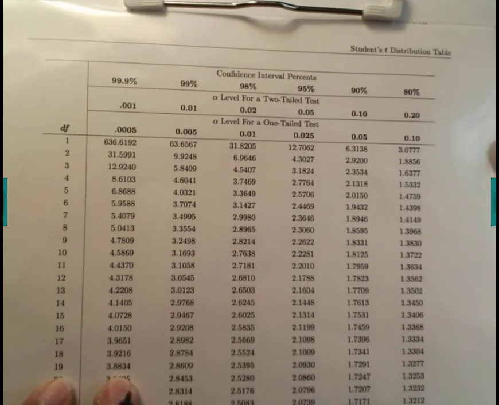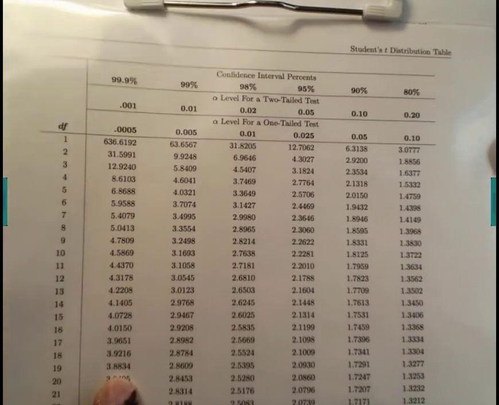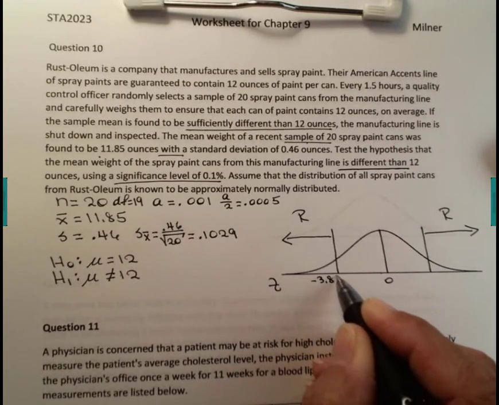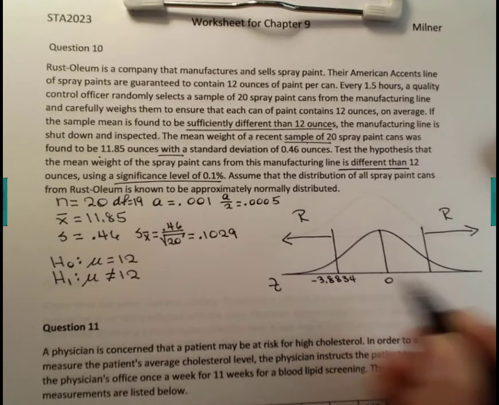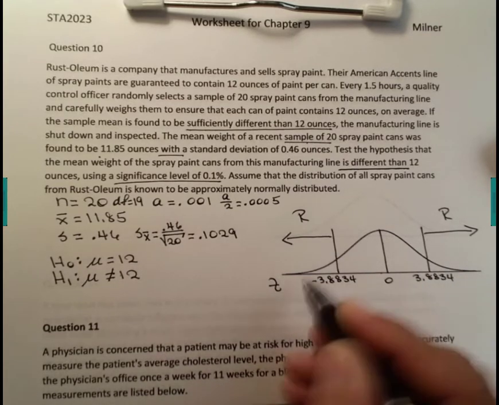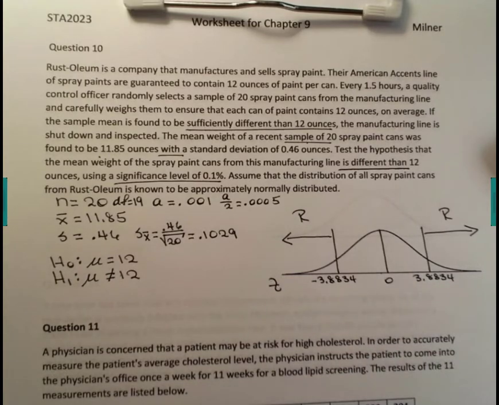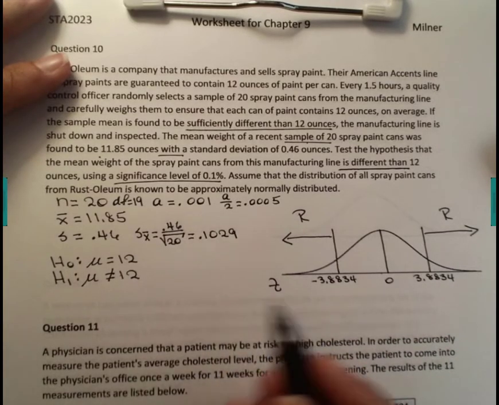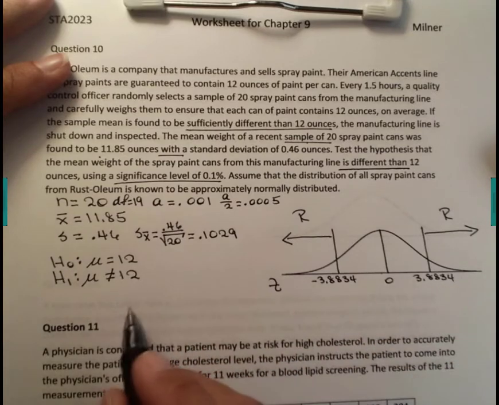Here it is, right here. It's going to be 3.8834. Now, I know I have a positive and a negative: negative 3.8834, and this would be a positive 3.8834. Now, my test could be, the spray cans, the samples could be higher than or it could be lower than. If it falls into either of these regions, we would reject. So let's find out where our test statistic fell.